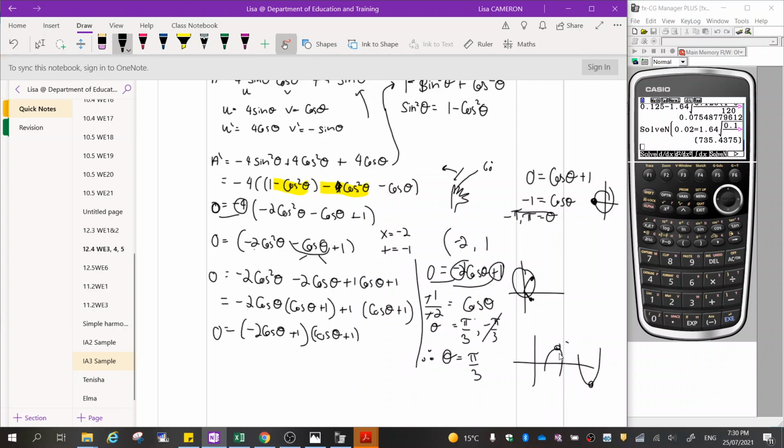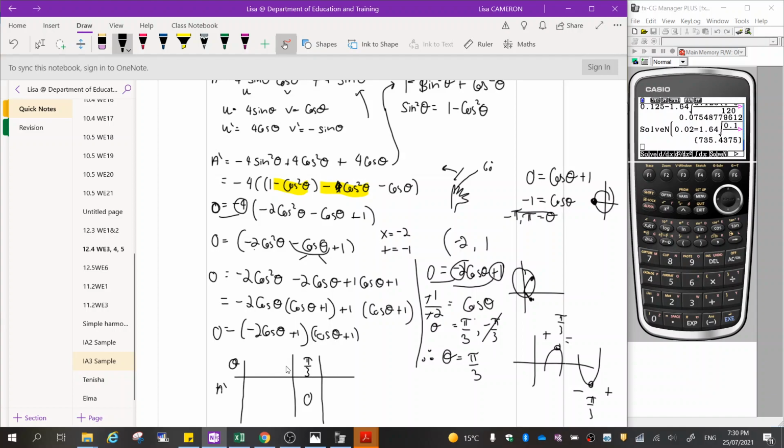So I've determined that this is a maximum value at pi on 3. Now, if I want to prove that this is going to be a maximum, I need the gradient to be increasing on this side and decreasing there. If it's decreasing and then increasing, then it's going to a minimum. So we can just substitute in some values. So up here, we're going to have our angles. Here is pi on 3. And at that point, we know our gradient is equal to 0.